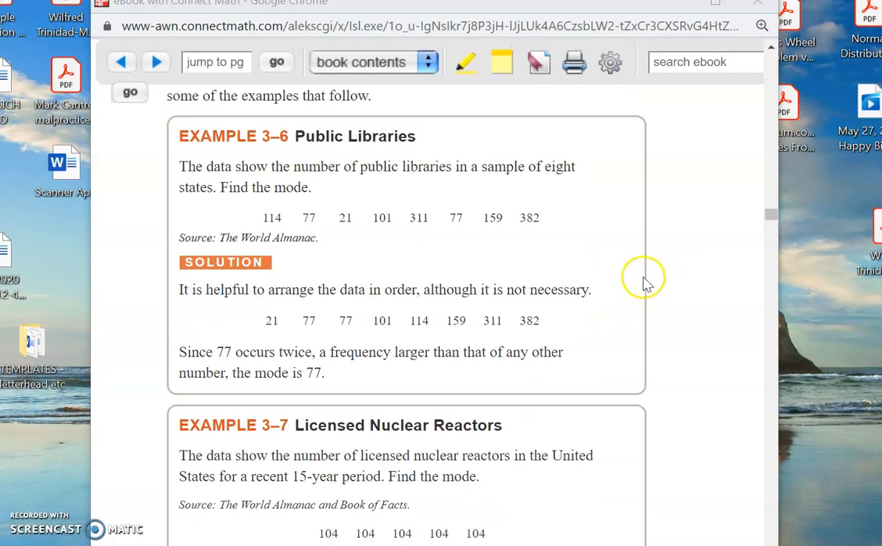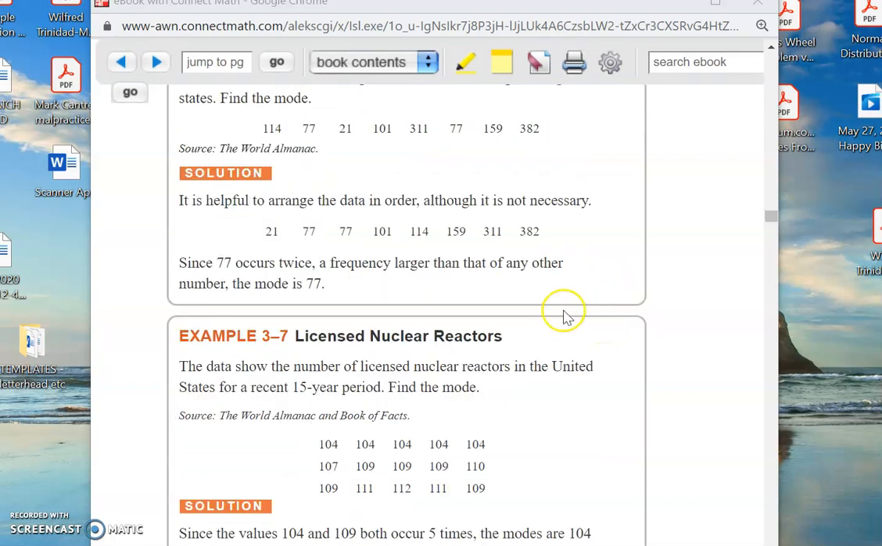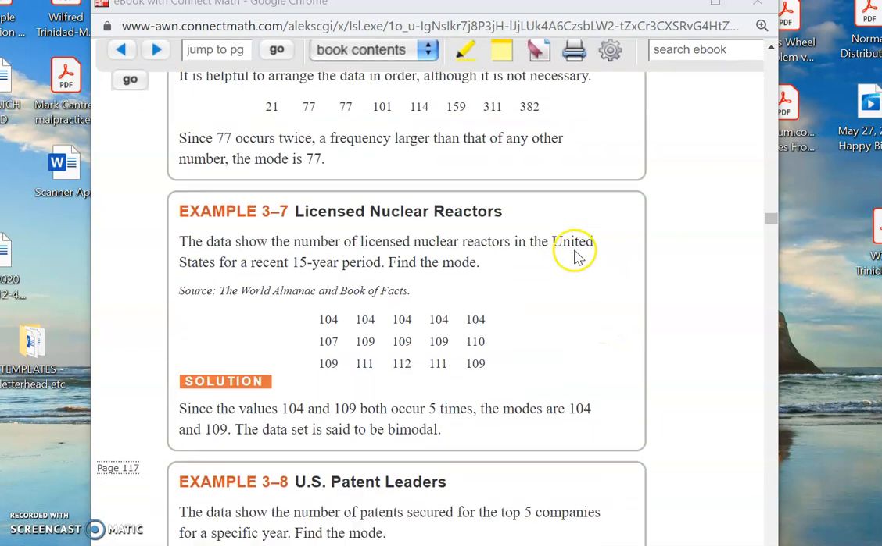So here's an example: the number of public libraries. It helps you see things if you line them up in order. And you say, okay, 77 occurs twice, therefore it is the mode. It's the most common one.